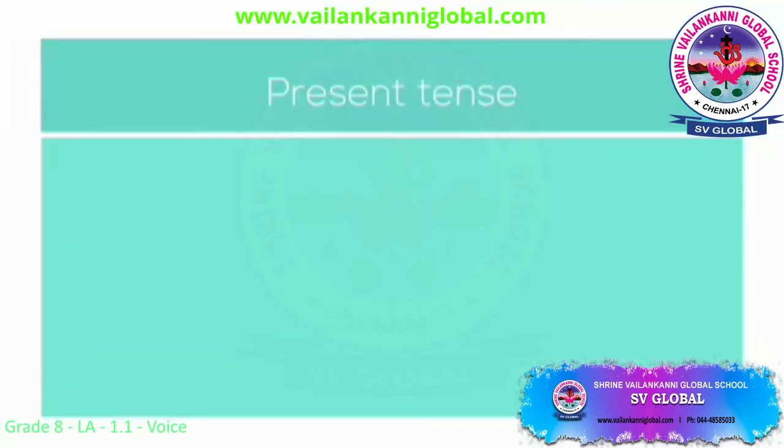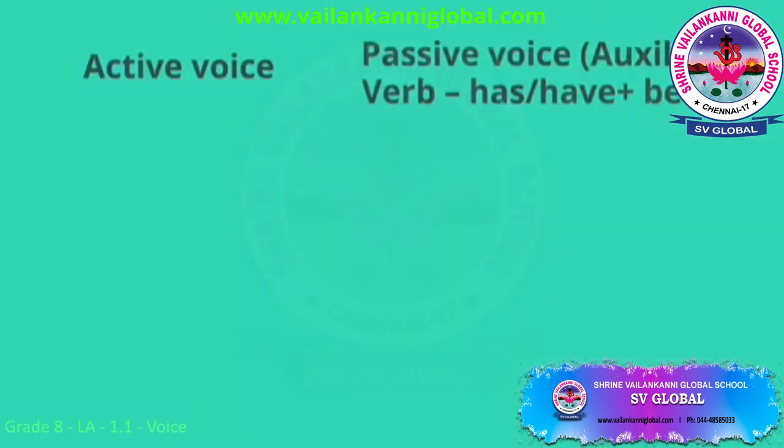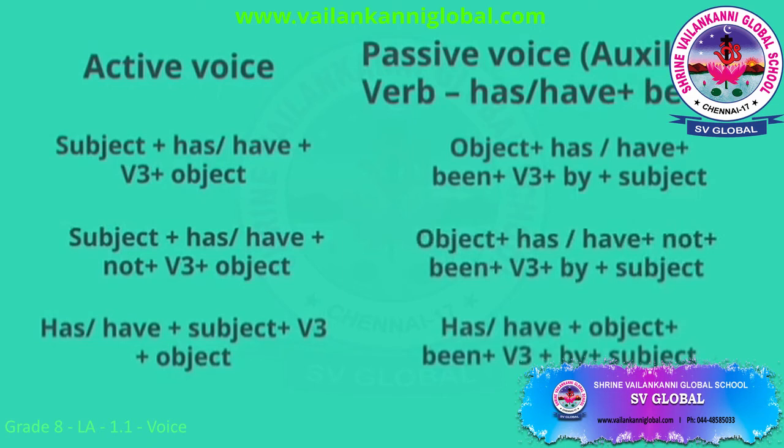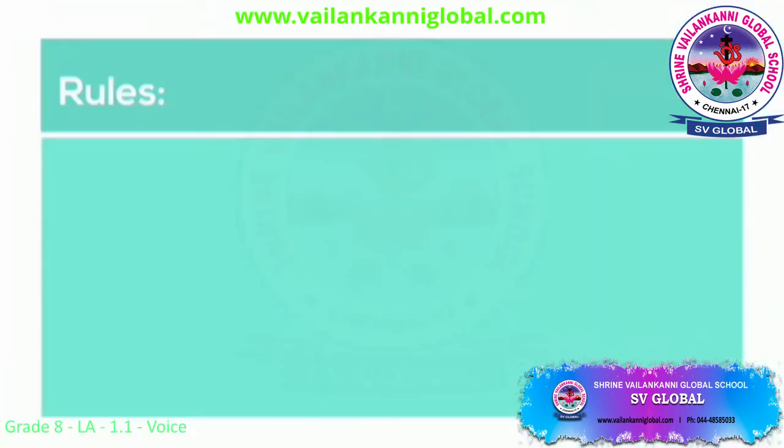Let us move to the next group of present tense, that is present perfect. Let's look at the rules. These are the rules that can be applied for changing active to passive or passive to active of the present perfect group. Again, the rules are made considering the three types of sentences, that is positive, negative and question.